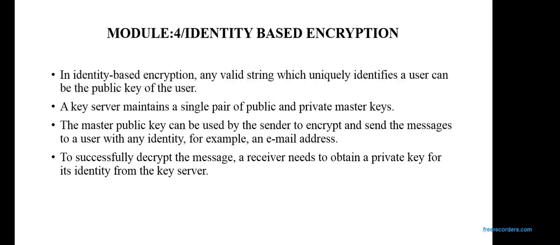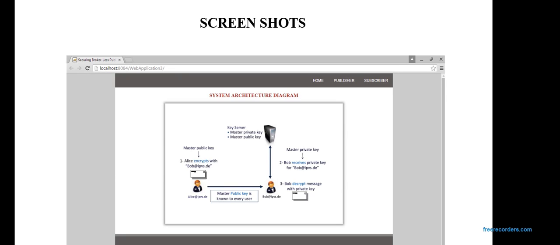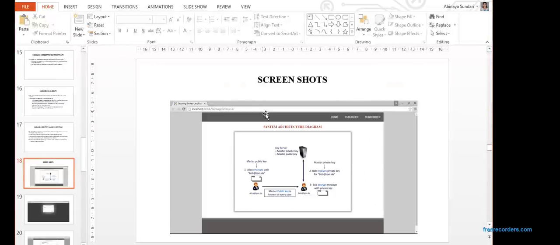Identity-based encryption: any valid string which uniquely identifies a user can be the public key of the user. A key server maintains a single pair of public and private master keys. To successfully decrypt the message, a receiver needs to obtain the private key for the identity from the key server. Now coming to the code.